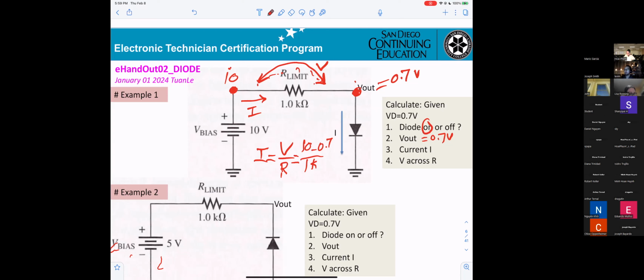And number 4, they want the voltage across R. That means you take I times R. You already have I and R, so you can get the voltage across here.